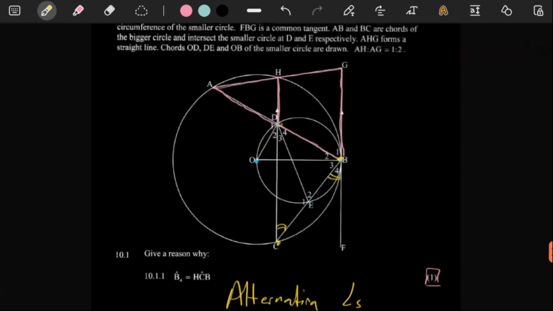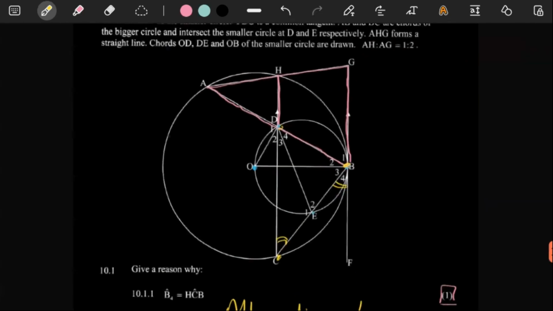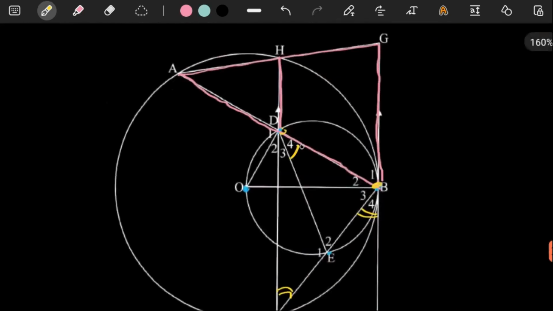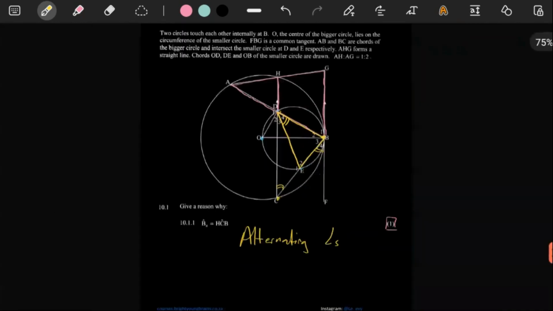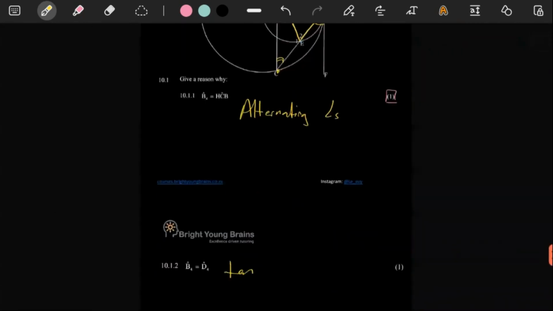They say give a reason why B4 is equal to D4. Where is B4 now? B4 and D4. This one now is because of the tan-chord theorem, because you see in this small triangle here, you already have the tan-chord theorem. So tan-chord theorem.